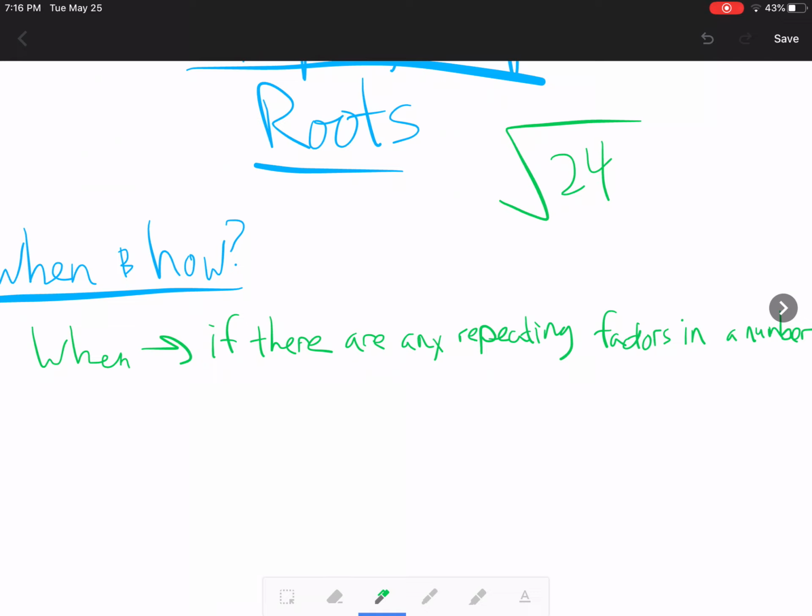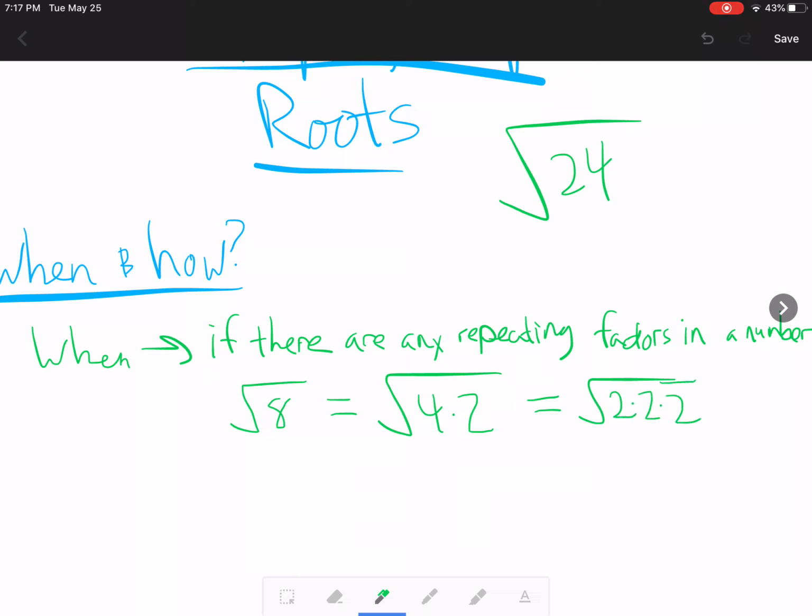So for example, let's use a smaller number. Let's look at the square root of 8. Well, we could break 8 down as the square root of 4 times 2. And if we want to, we can break that down a little bit further as 2 times 2 times 2. Here, we have some repeating factors. And so let's circle them. We have, actually all three of them are repeating. That's not good. That means that we can simplify this.